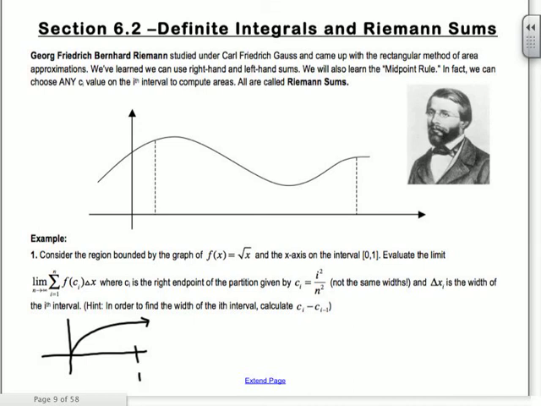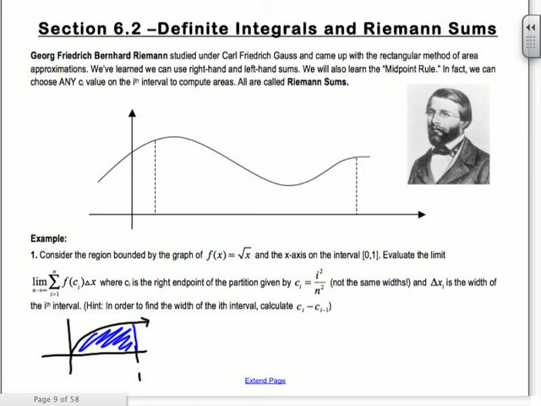Okay, so what we're trying to find is this area between 0 and 1 under the curve and above the x-axis. Okay, and I told you to evaluate the limit. This notation is just like you had last time, so the limit as n goes to infinity, so we have an infinite number of rectangles, f of ci times delta x. So the height of each rectangle times the width of each rectangle. And it says where ci is the right endpoint of the partition, given by ci equals i squared over n squared. Okay, this is different than what we did yesterday because now we're not using the same width.